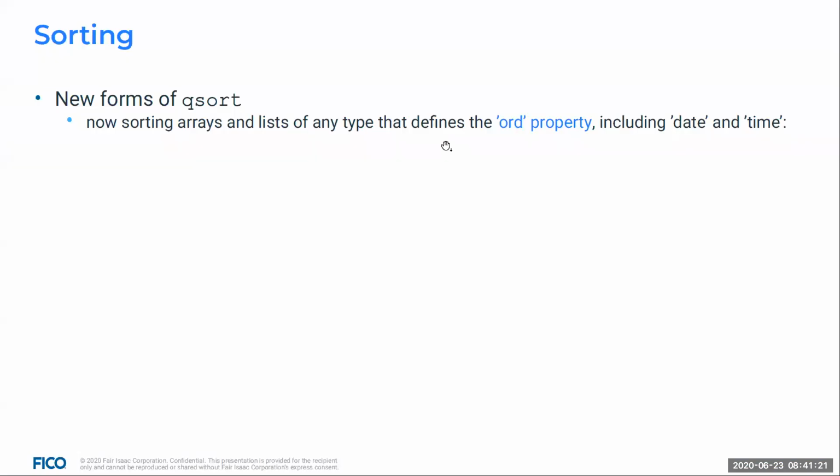So now moving to another data handling or programming feature, which are new forms of QSort. QSort now makes it possible to use many more types, and in particular, the date and time types. Well, actually any types that define the odd property. Now, what does this mean?